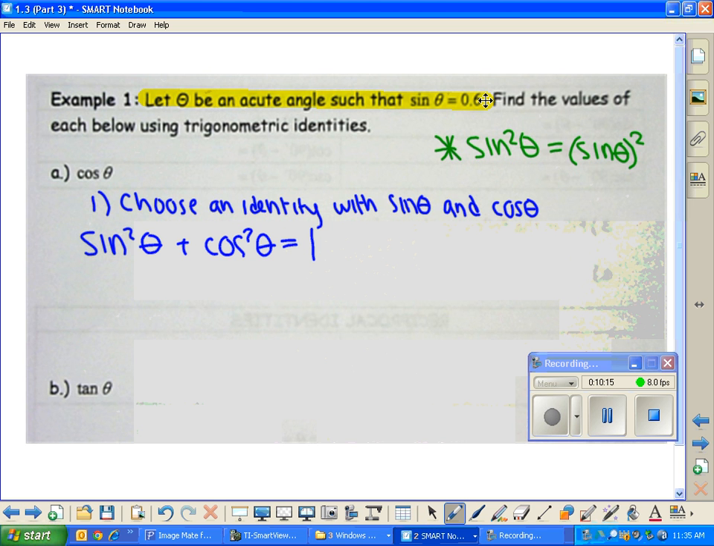We have something given. We have one unknown. Where do we go from here?